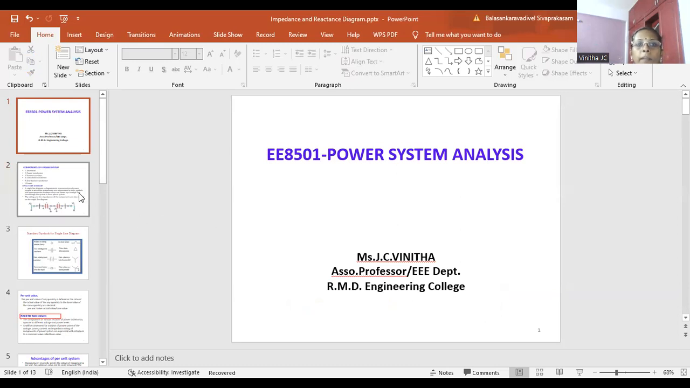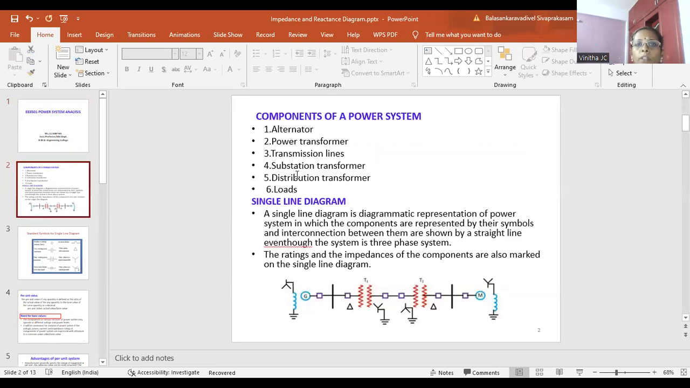Today, I am going to explain how to draw impedance and reactance diagram in power system analysis. So, before going into the topic, let us see the single line diagram.